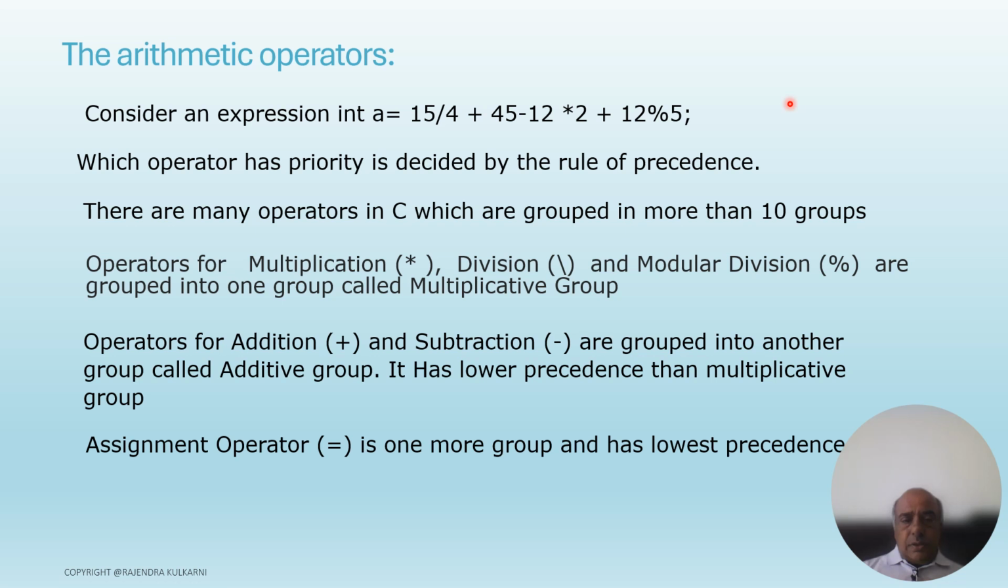Assignment operator is one more group, and it has the lowest precedence. So it will execute last in any arithmetic expression. Operators within the group have equal precedence. So in the multiplicative group, multiplication, division and modular division have equal precedence. There is no priority or there is no lesser priority.